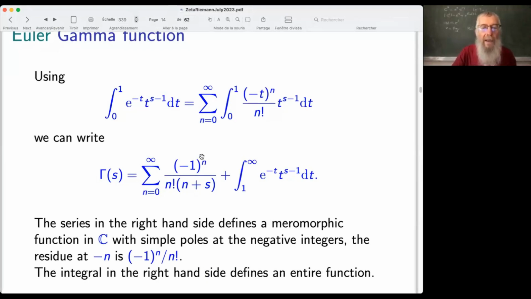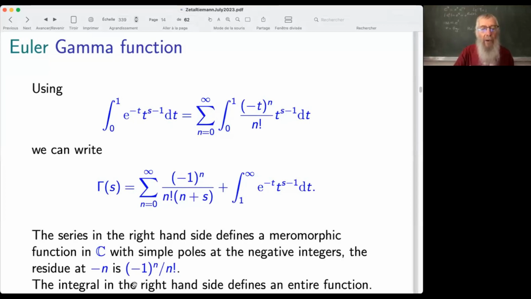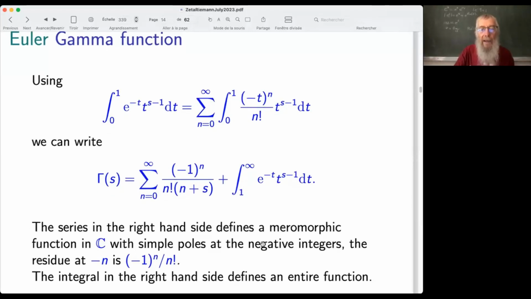So the series which is here defines a meromorphic function of s with simple poles at the negative integers. And as I mentioned before, the residue at minus n is (minus 1) to the n divided by n factorial. And the integral on the right-hand side defines an entire function. So this is another way to define the gamma function for all s in C as a meromorphic function.